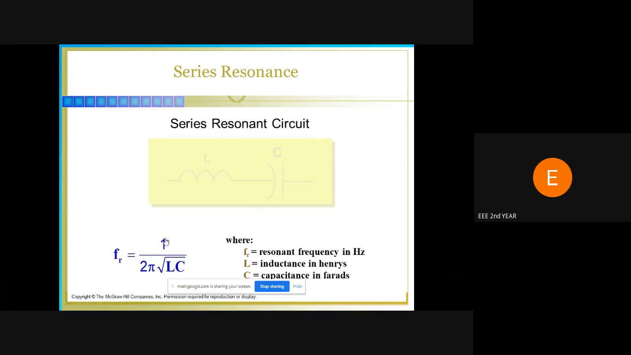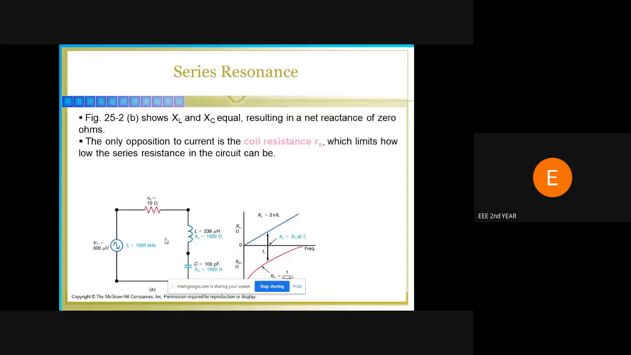This is the resonant frequency for a series circuit. Here, you take a circuit with a series connection of RLC, which is fed by an AC input supply. In this case, XL and XC are equal, so the net reactance of both will be 0 ohms.